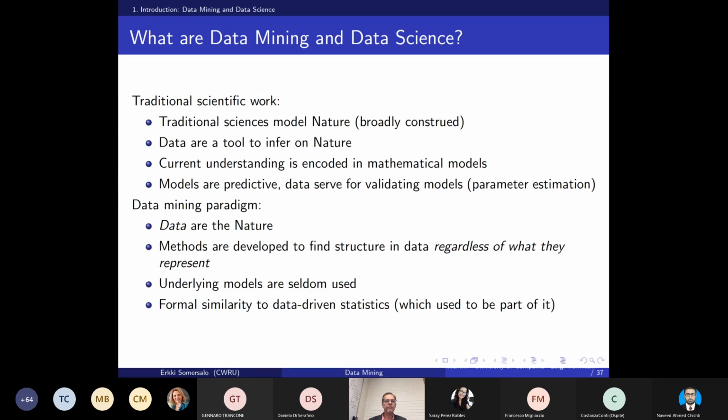So data was a vehicle from nature to theory. And parameter estimation is one of the big things in this validation process. And so that's one thing that inverse problems are addressing. So you have the data and you try to understand which parameters in your model are explaining the data.